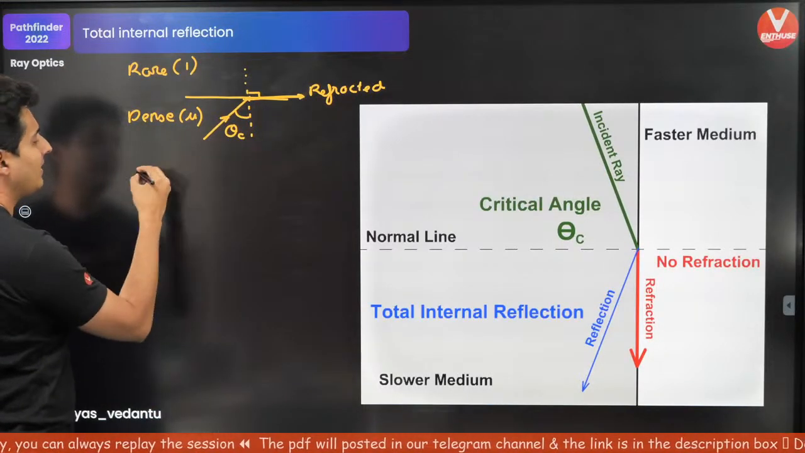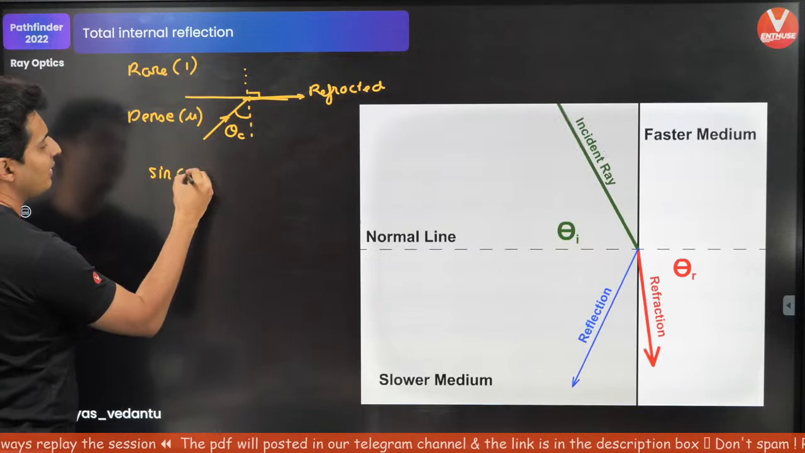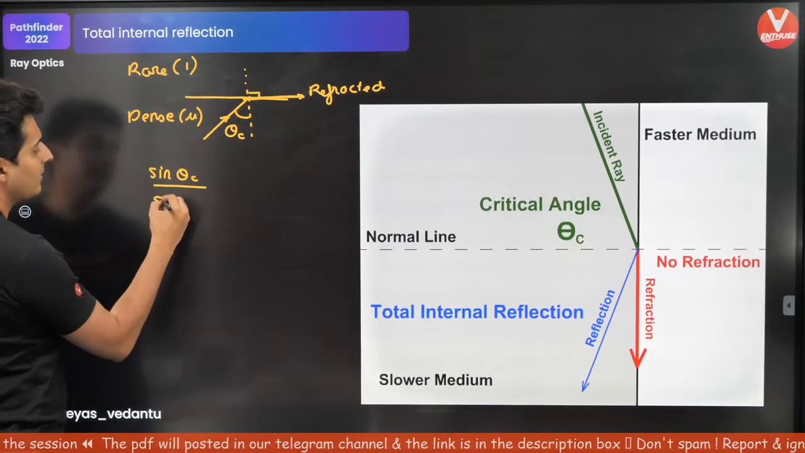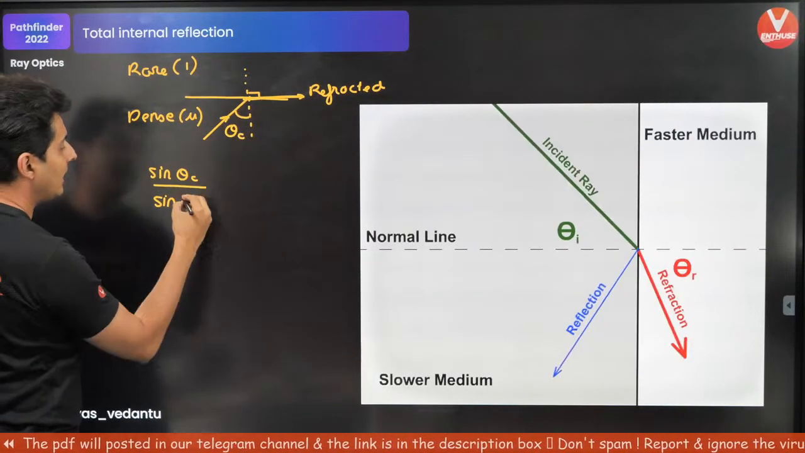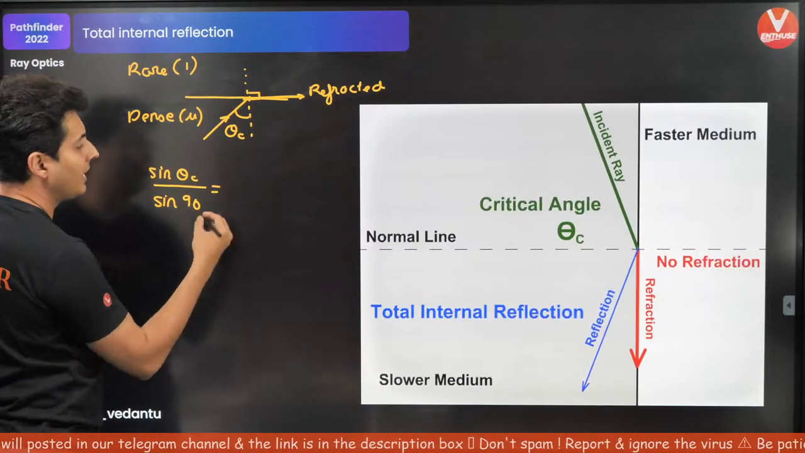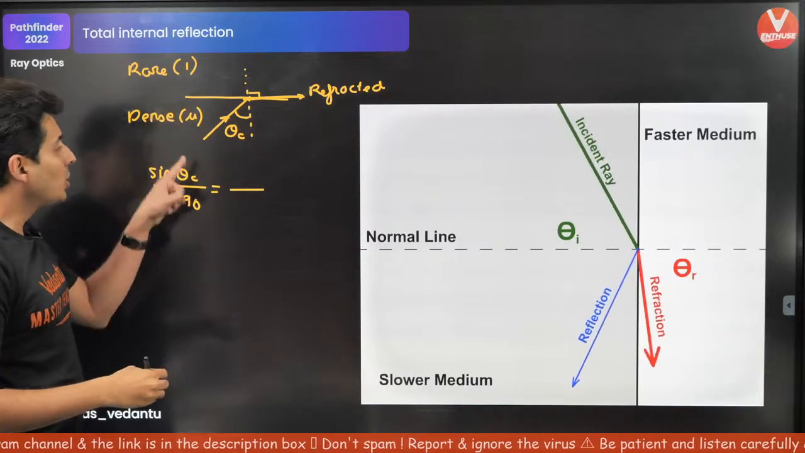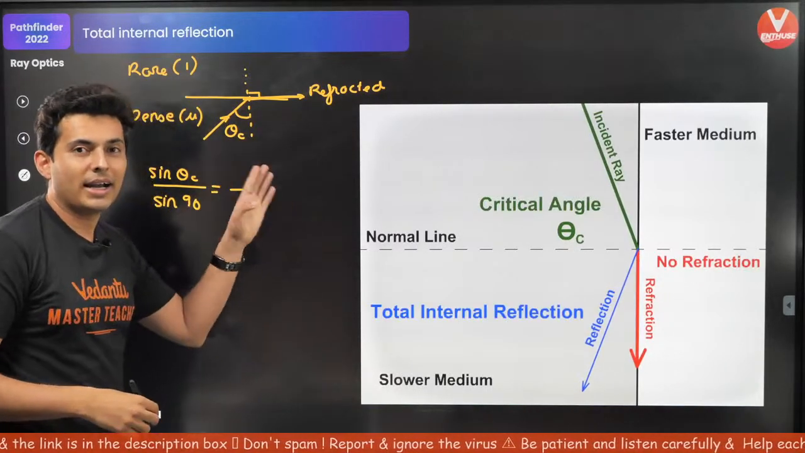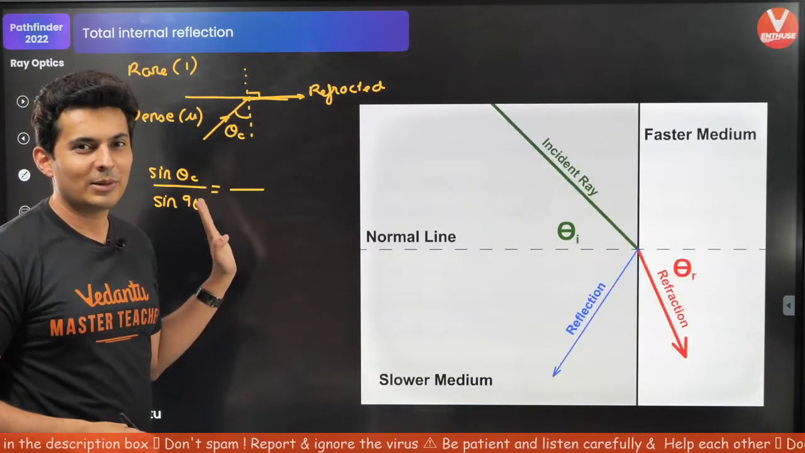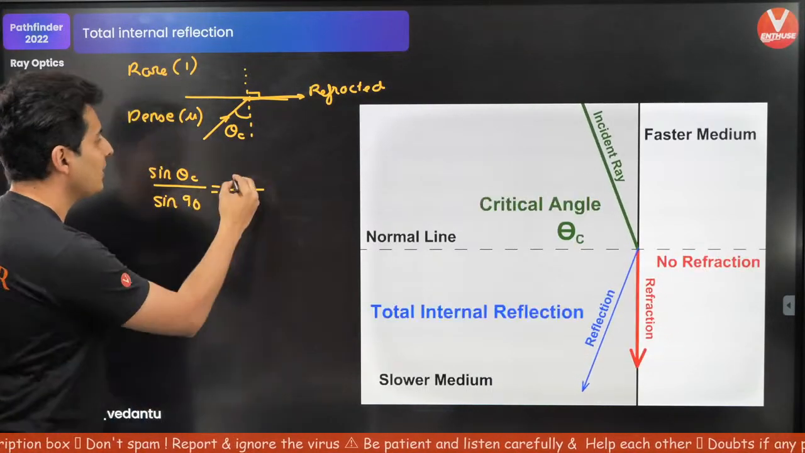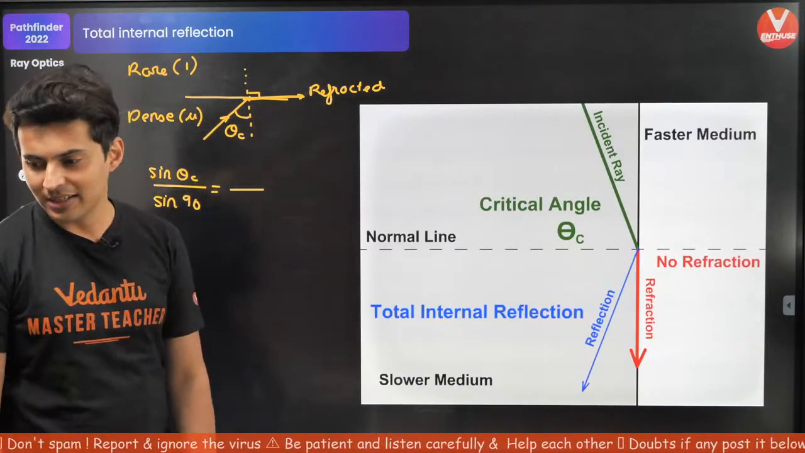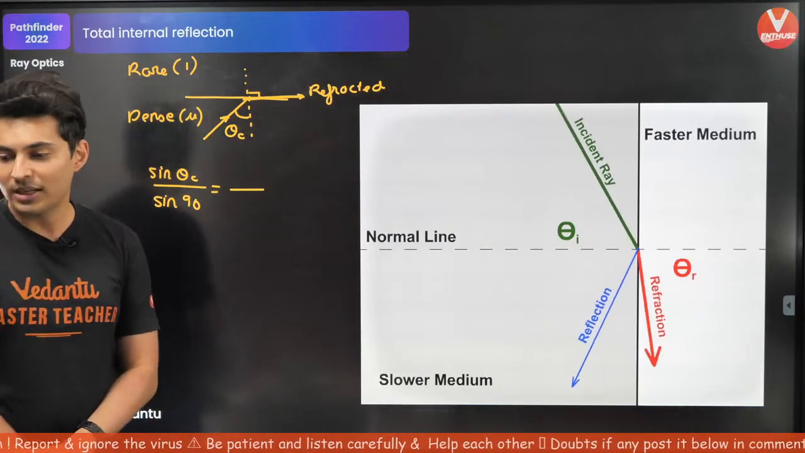So, if I write Snell's law, I will write sine of theta c divided by sine of 90 degrees. This is at critical angle, will be equal to, think about it, should I write mu or should I write 1 by mu? This is the challenging part. Many students will make a mistake. Should I write mu or should I write 1 by mu? Think carefully.